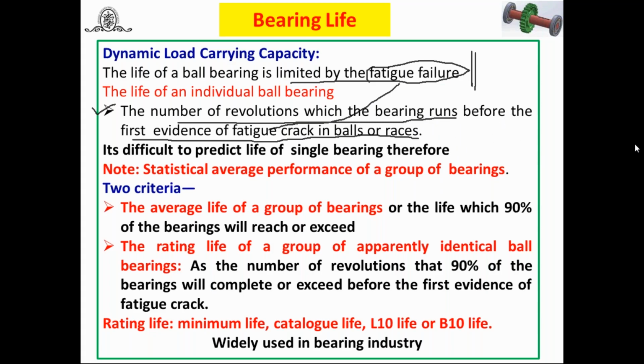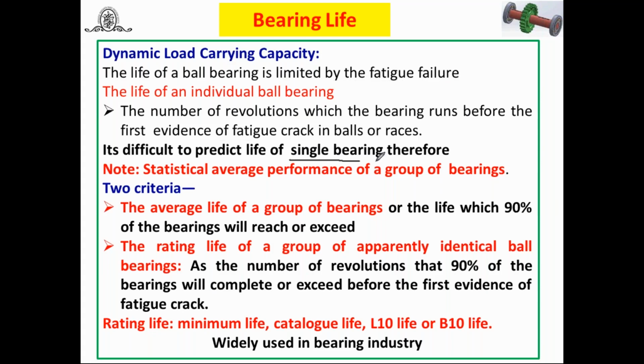But it's very difficult to predict the bearing life of each single bearing. You have manufactured 1,000 bearings, and if you are going to find out the bearing life of each single bearing, it's a very difficult task. It's very difficult to predict. It's the correct definition, number of revolutions that the bearing can sustain before the first evidence, but it's very difficult to find out the life of a single bearing. Therefore, for bearing life, the statistical average performance of a group of bearings is taken into account to decide the bearing life. Try to understand.